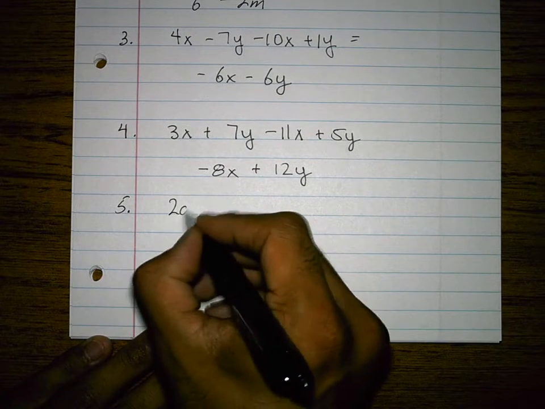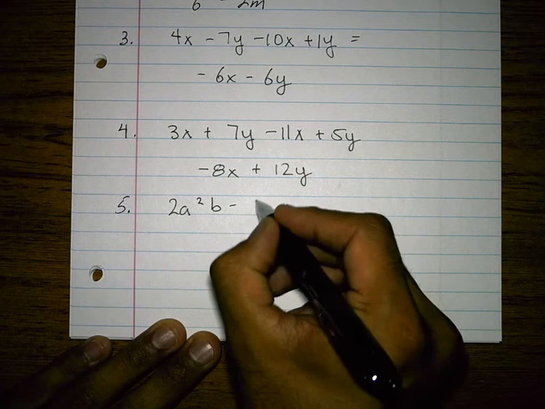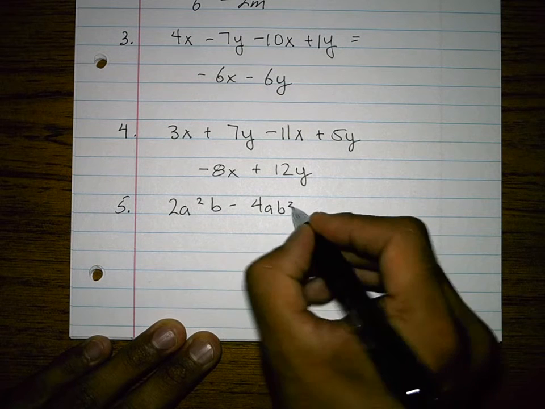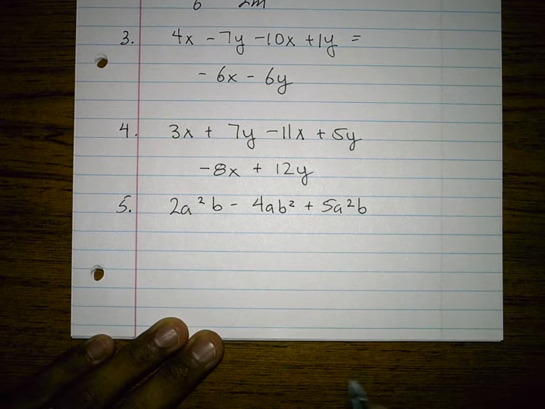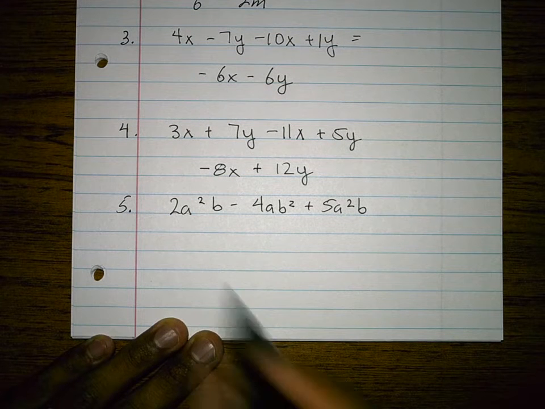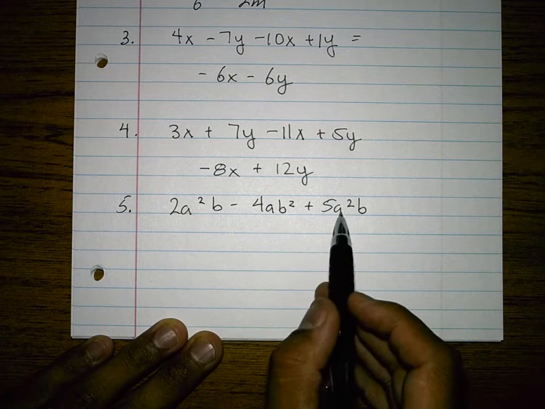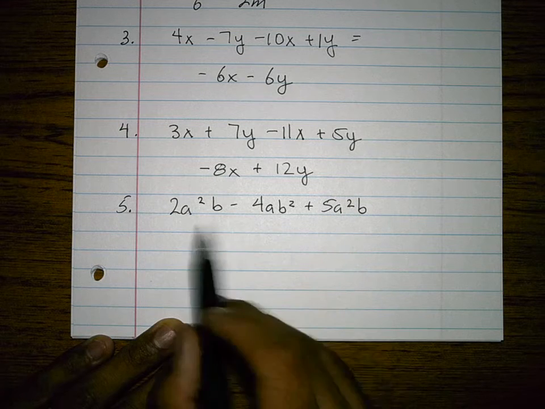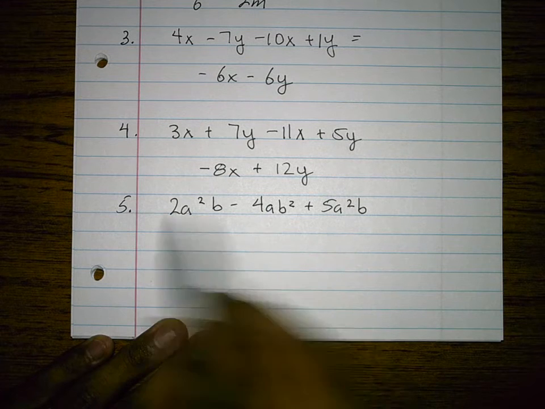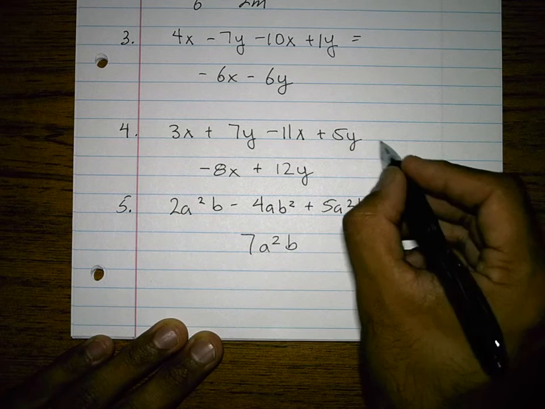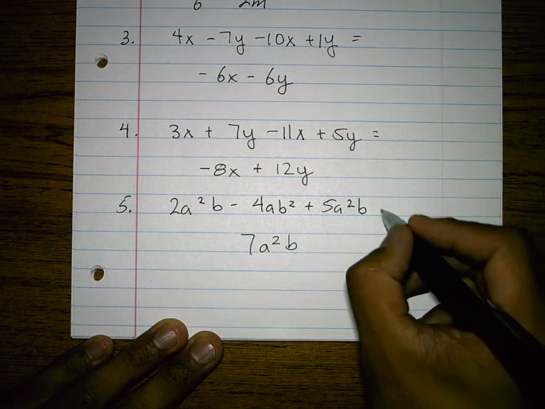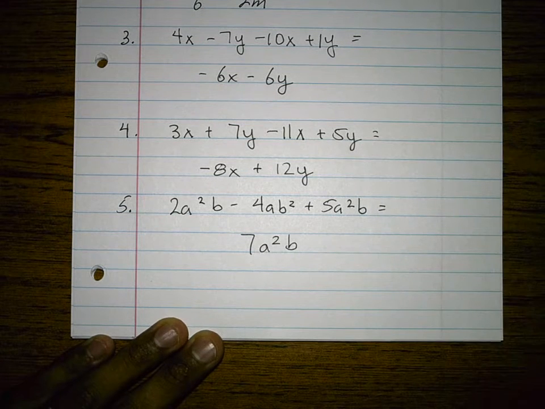Is 2a squared b minus 4ab squared plus 5a squared b. So these are not all alike. So that's a single a and that's a double a. So a to the second. So this one doesn't have a like term. So these two do. So that's 7a squared b. This is combining like terms or adding. So I am not changing the powers.